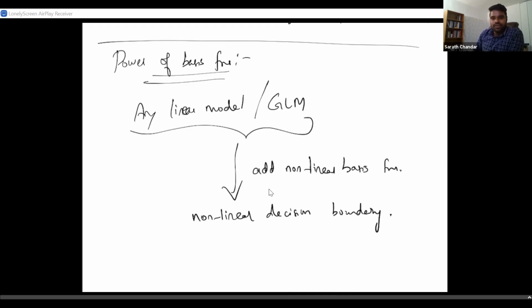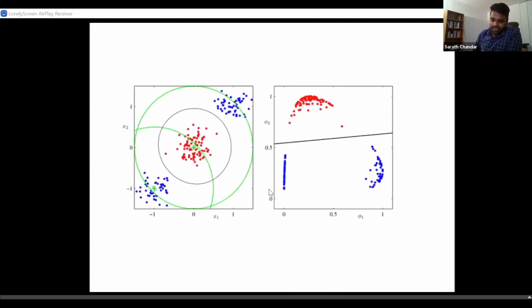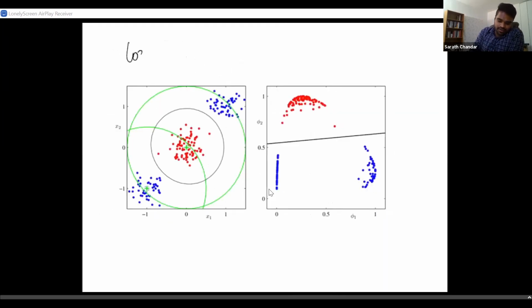Okay, so now as we progress, we are going to see truly nonlinear models. But so far we have spent a lot of time on linear models, and it is not a waste of time. One, they are foundations. Two, you can actually make all these models learn nonlinear decision boundaries by just adding nonlinear basis functions. Just to give you an example, here is a logistic regression classifier.